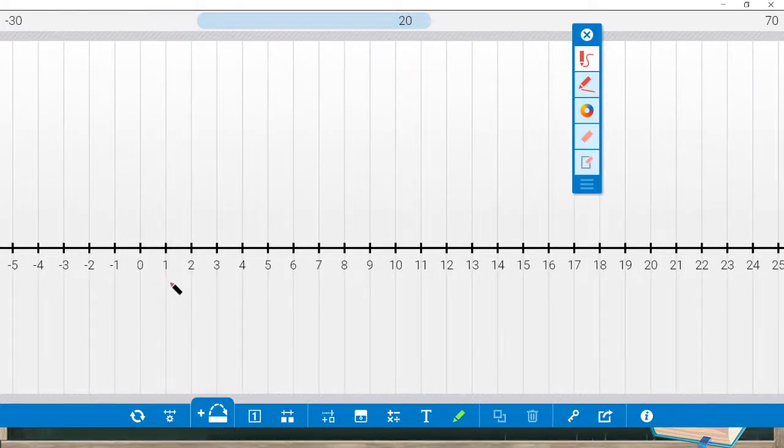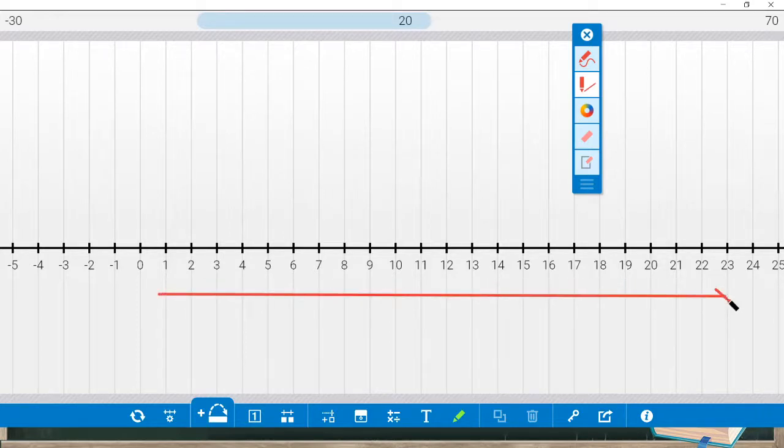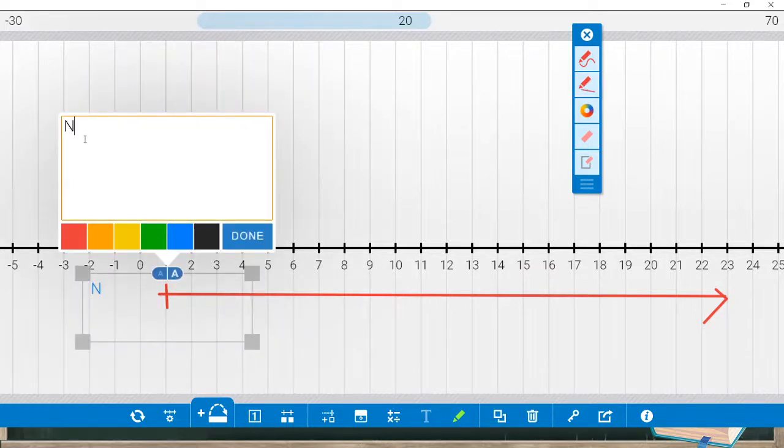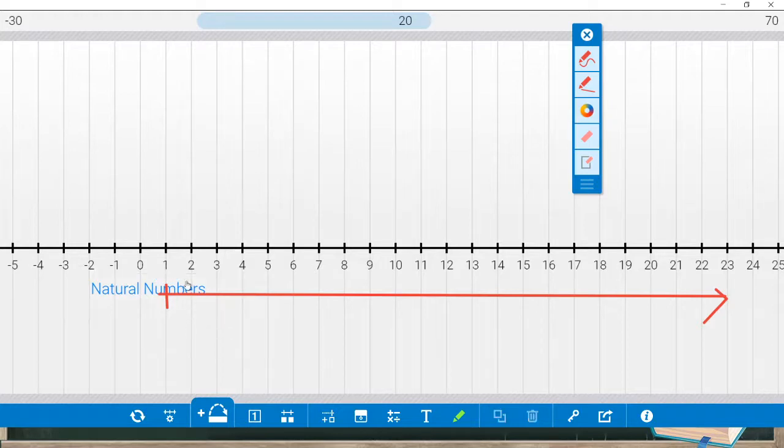Now what numbers that we use to count start from 1, right? When we have to count something, we don't start counting from minus 3, right? We start counting 1, 2, 3. So these numbers starting from 1 to infinity are called natural numbers, because naturally we use them for counting. Sounds nice, right? Natural numbers, naturally we use them for counting.